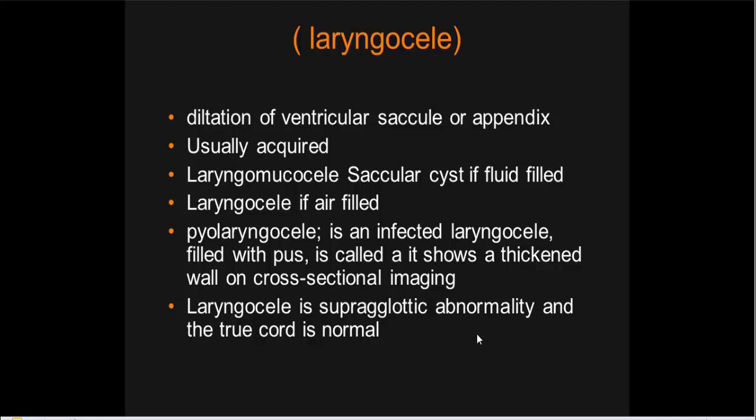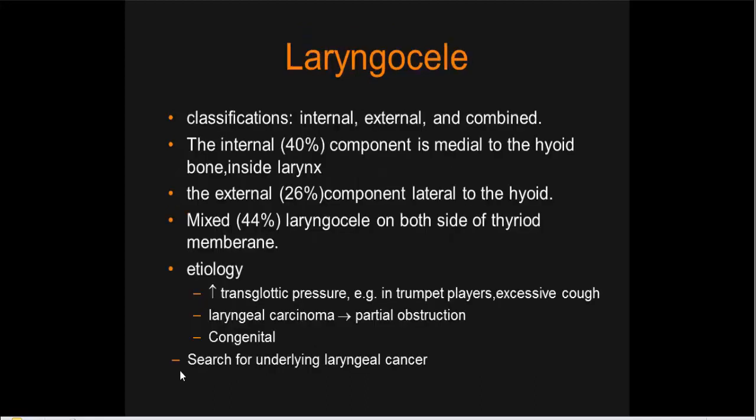Laryngocele is a supraglottic abnormality, and the true cord is normal. Laryngocele classification is either internal, external, or combined. Internal, 40%: component medial to the hyoid bone, inside the larynx. External, 26%: component lateral to the hyoid. Mixed, 44%: laryngocele on both sides of the thyrohyoid membrane.